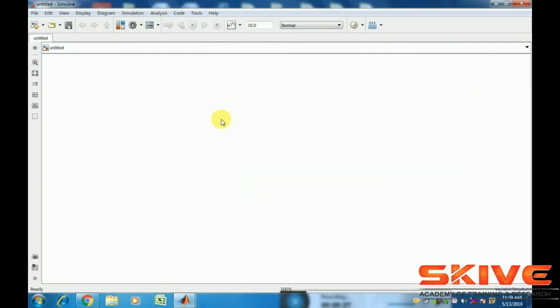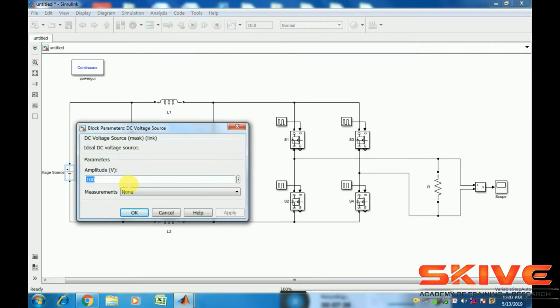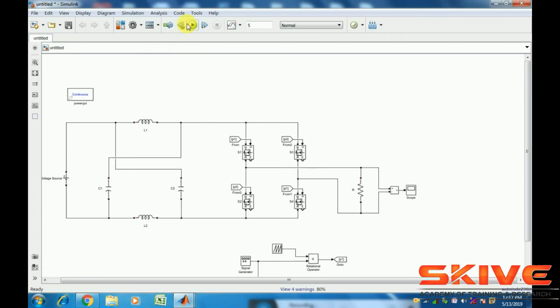Okay, now we simulate. Open that simulation. So voltage source, and then the Z-source network, and then the inverter, and then the R load. This is a control scheme. Control scheme for pulse production.